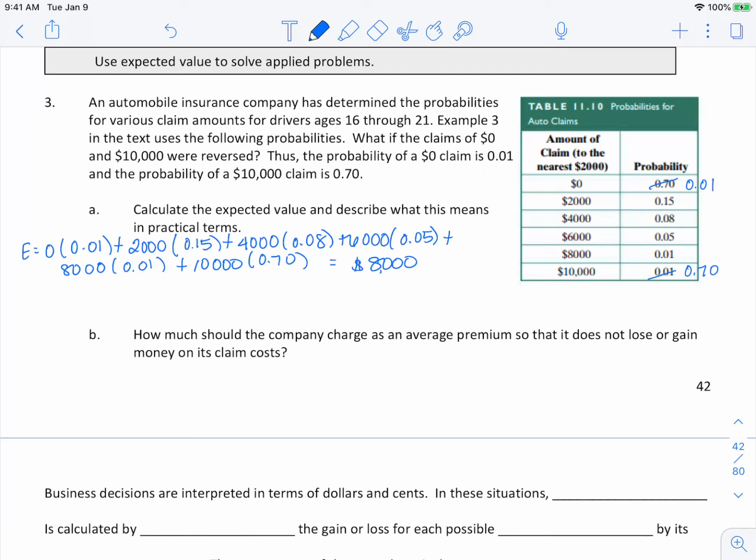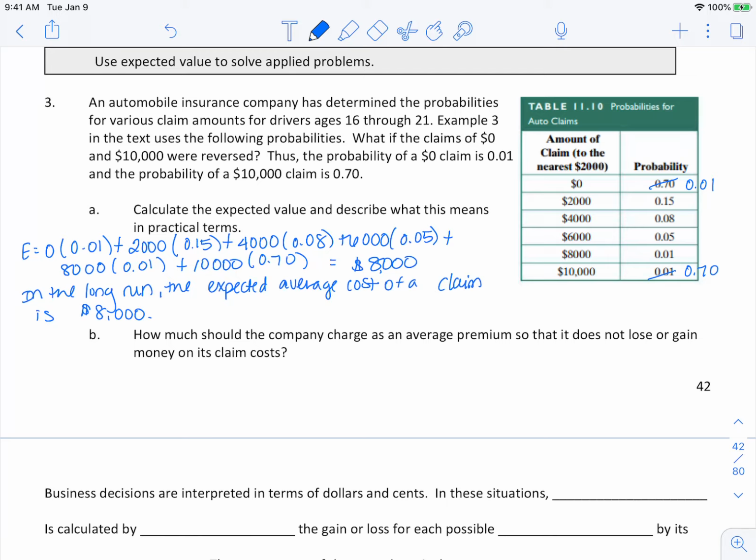And so what this means is, in the long run, the expected average cost of a claim is $8,000.